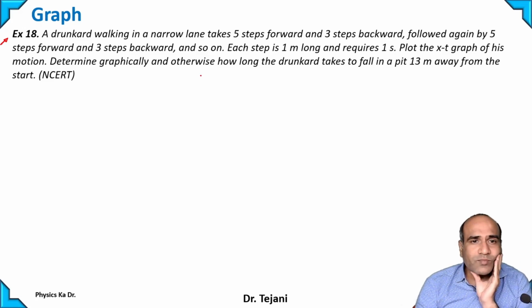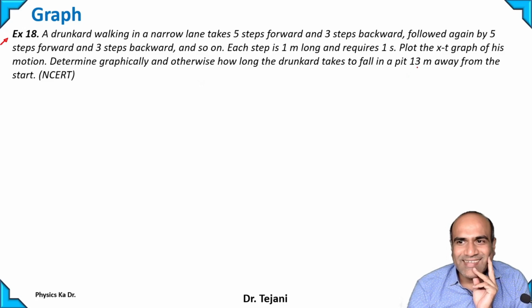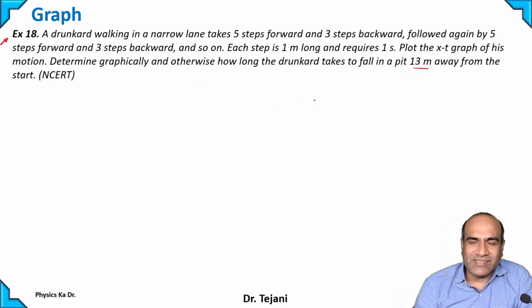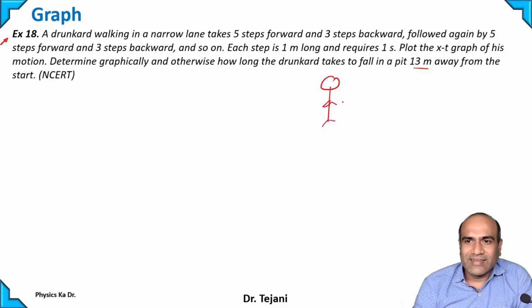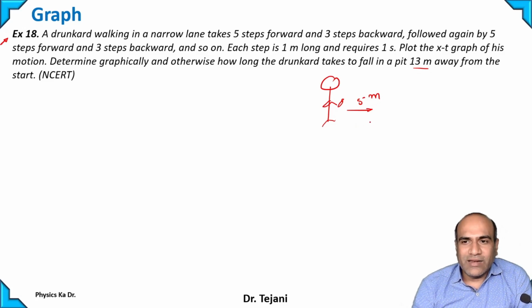Determine graphically and otherwise how long the drunk takes to fall in a pit 30 meters away. So here, the person who is drunk, having some bottle in his hand, moves forward 5 meters, and then returns 3 meters. Then from this position forward 5 meters and continues.